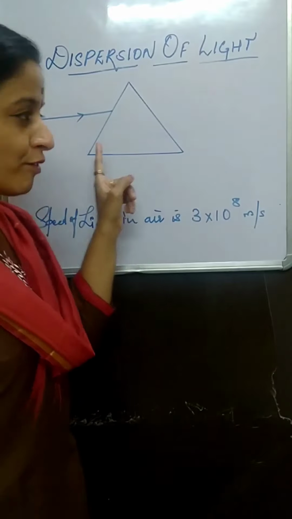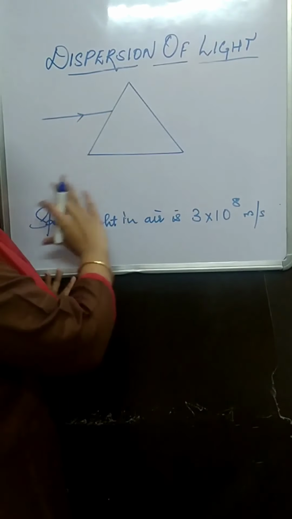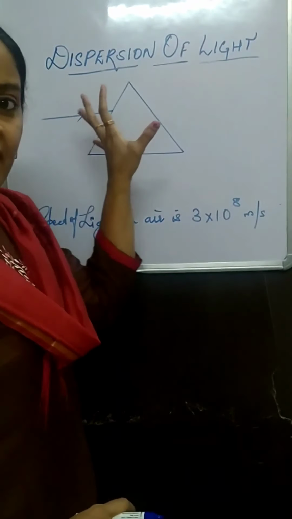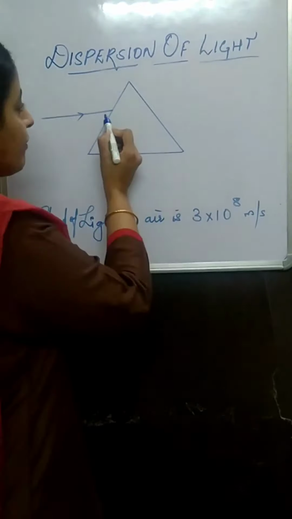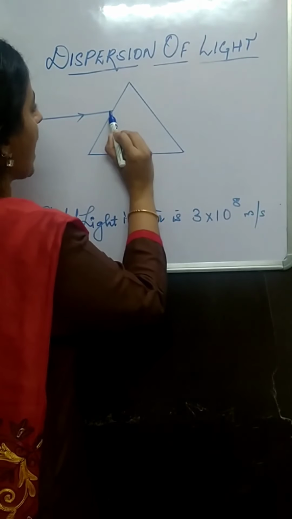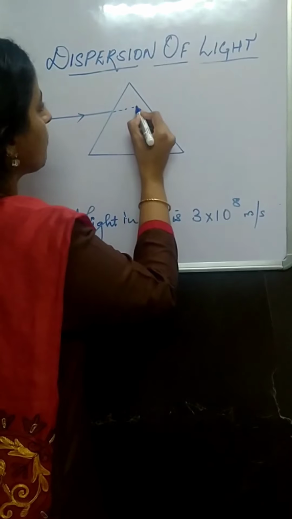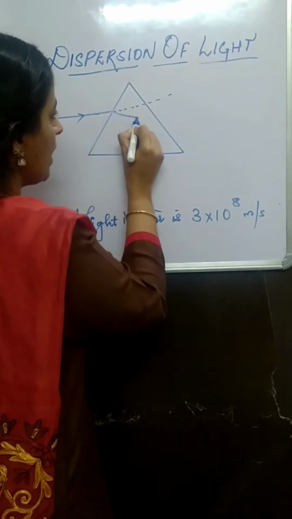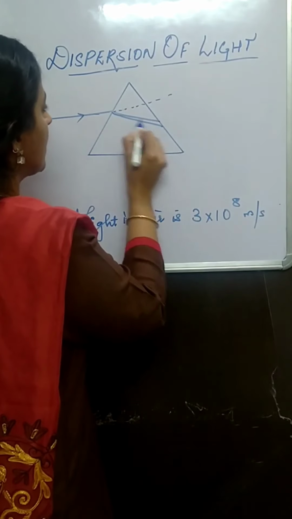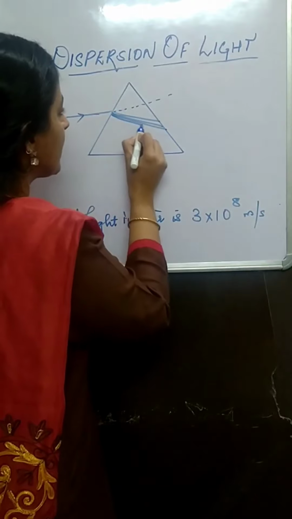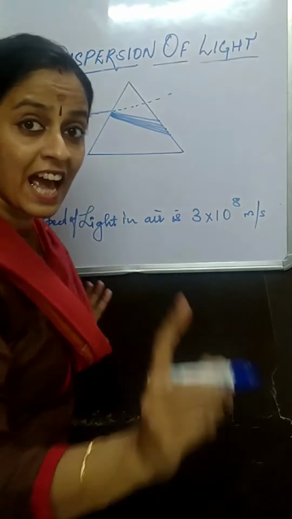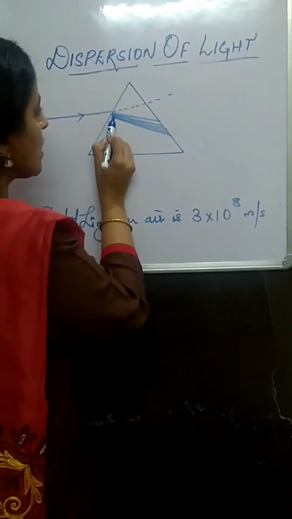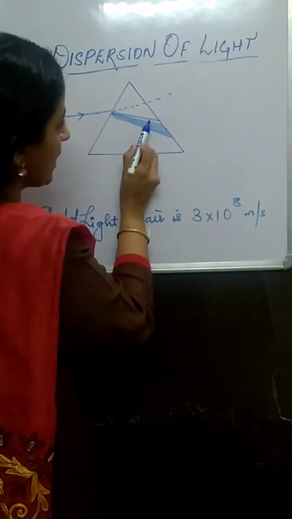So, let us consider a ray of light in this medium. In air, the speed of light is 3 into 10 raised to 8 meter per second. As this white light enters the prism, the different colors will travel with different speed. Actually, the path should be straight. But it will bend towards the normal, and each color will bend at a different angle because each color has a different speed in the prism. In this medium, the speed changes, so each color will bend with a separate angle.